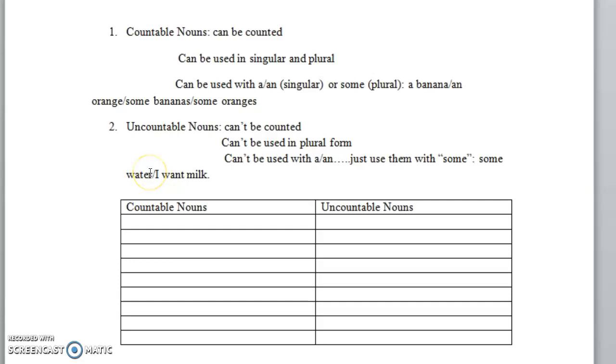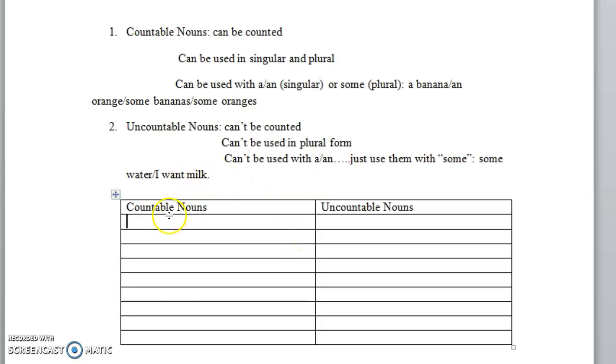For example, water, it's always used in singular. And of course, we cannot use with it a or an because a means one. And since we cannot count it, we cannot say a water or one water. We can use with them some or nothing at all. So I can say I want some milk or I want milk. Now we'll see an exercise about this.